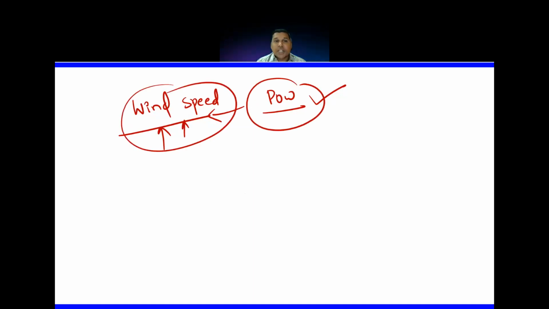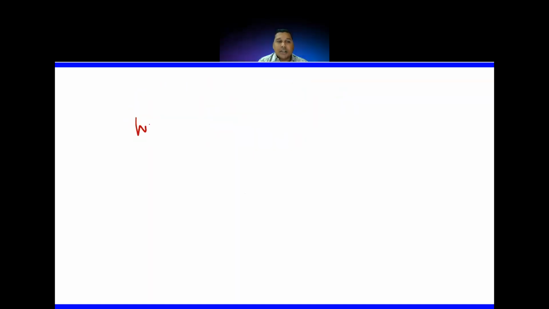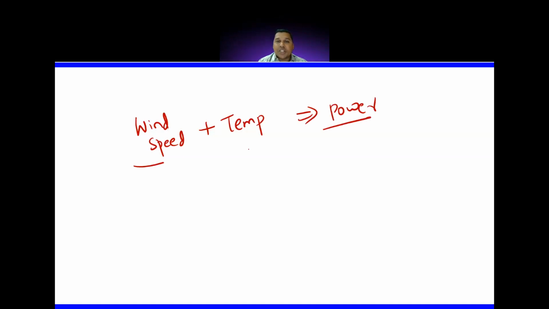But sometimes power generation depends on wind speed plus the current temperature also, to determine how much power is getting generated. So wind speed plus the temperature also plays a role. The point here is that when y is dependent on a single variable x, we say it is simple linear regression.